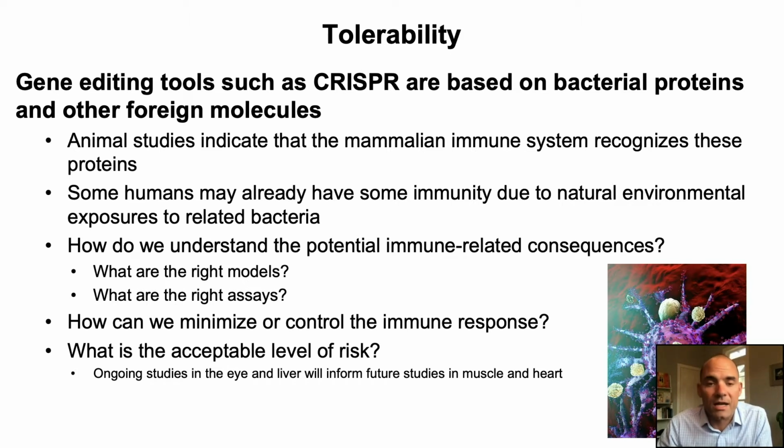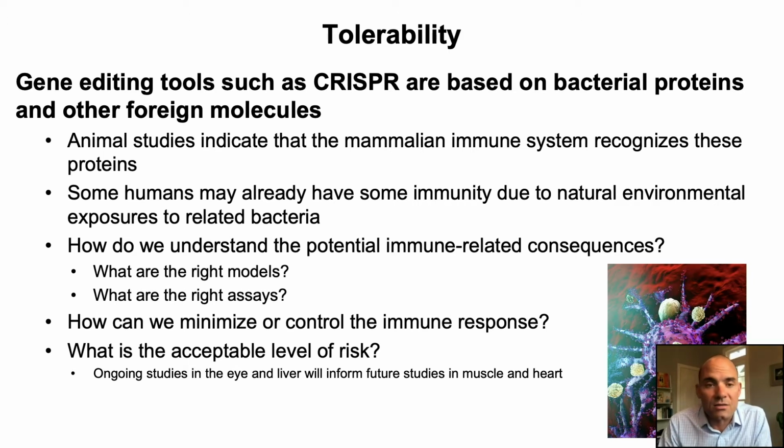An additional complicating factor, just like pre-existing immunity to AAV capsids, that is the result of naturally occurring exposure out in the environment, the same is true for some of these CRISPR systems that exist in bacteria that we may be normally exposed to just in everyday life. And so there is evidence that some humans already have pre-existing immunity to the CRISPR systems, not unlike pre-existing immunity to AAV capsids. So this is an issue that, again, we're trying to better understand: what the consequences may be, what the right models are, what the right assays are, and how it might be minimized or controlled.